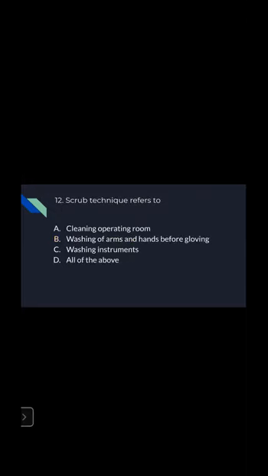Question 12. Scrub technique refers to A. Cleaning operating room. B. Washing of arms and hands before gloving. C. Washing instruments. And D. All of the above. This is a straightforward question and answer is B. Washing of arms and hands before gloving. Question 13. The goal of pre-surgical orthodontics is A. To relieve arch crowding. B. To eliminate gross dental interference. C. Eliminate tooth discrepancy. D. All of the above. And the answer is all of the above.